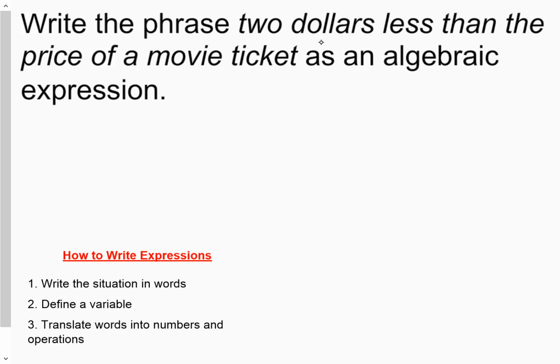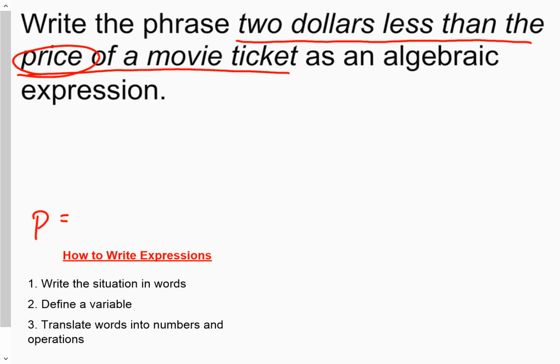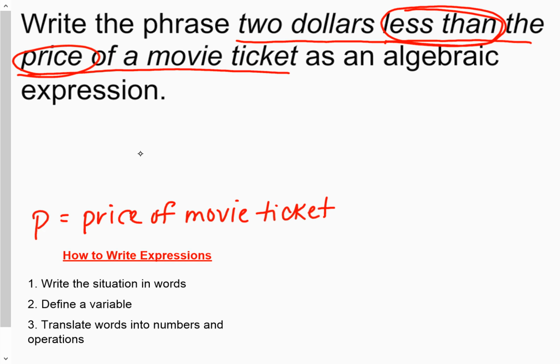Write the phrase $2 less than the price of a movie ticket as an algebraic expression. So here is the expression in words. So we have to decide what we don't know. We don't know the price of a movie ticket. So I'm going to say P equals price of movie ticket. Okay. Now here they're saying it's $2 less than, which means we're taking whatever the price is and we're subtracting it by 2. So the algebraic expression is P minus 2.